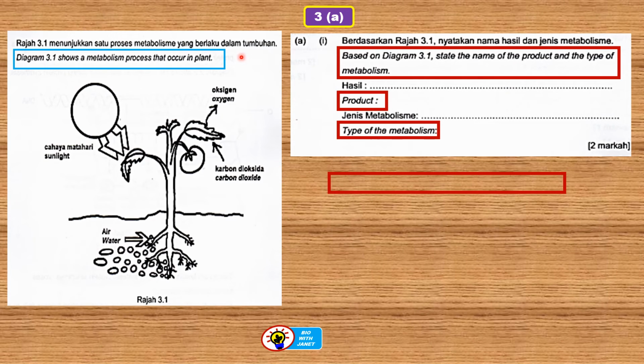So here's the last question for this video, and in the next video there'll be some more questions: objective, structured, and essay questions. So don't miss out on the next video, okay? Let's finish this one first.